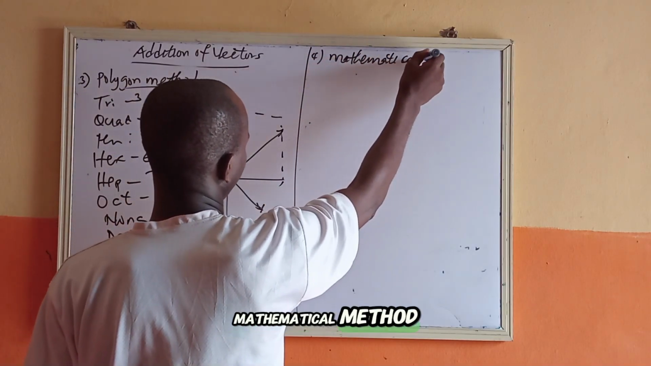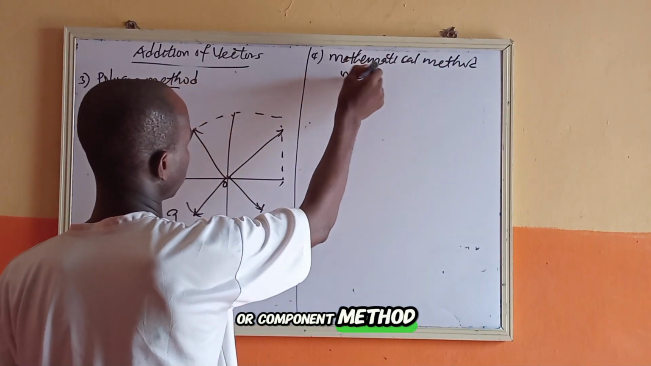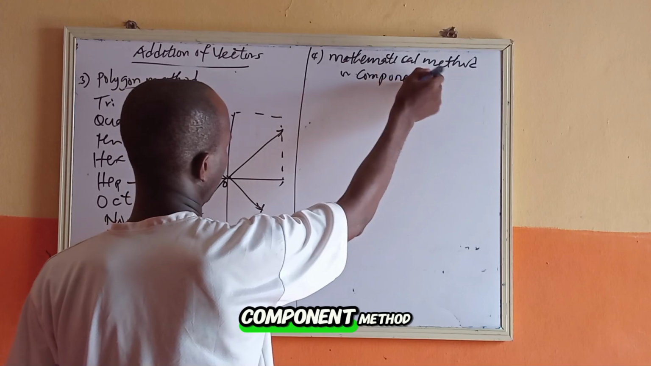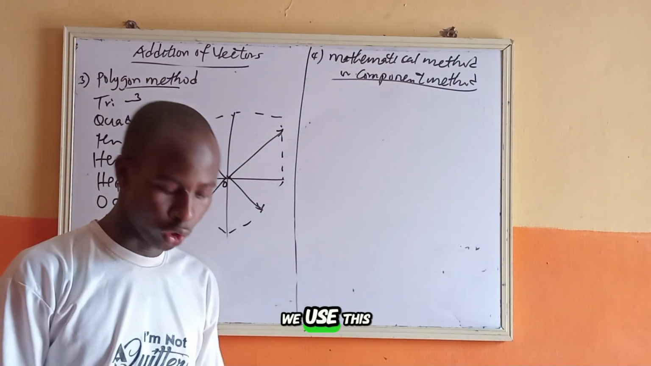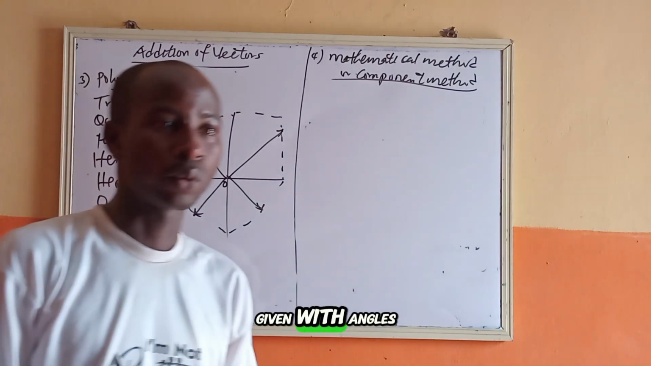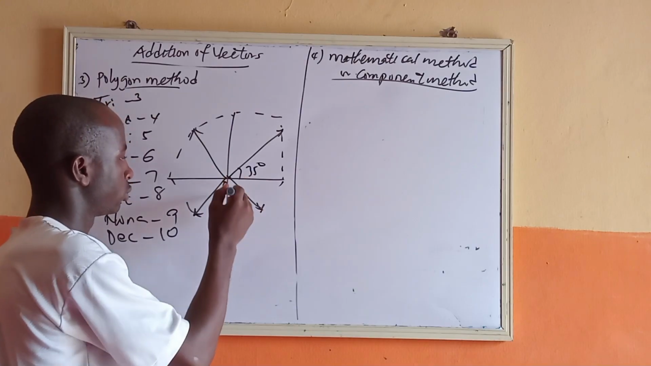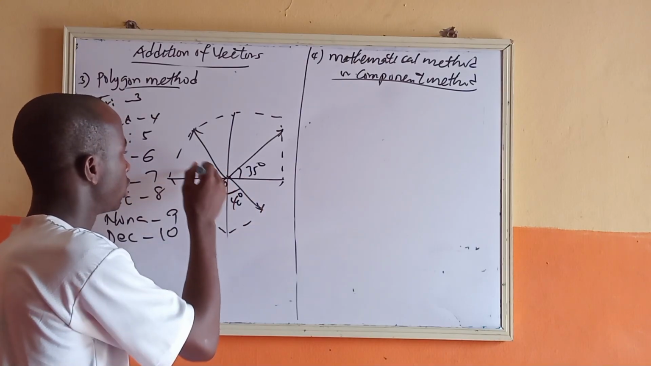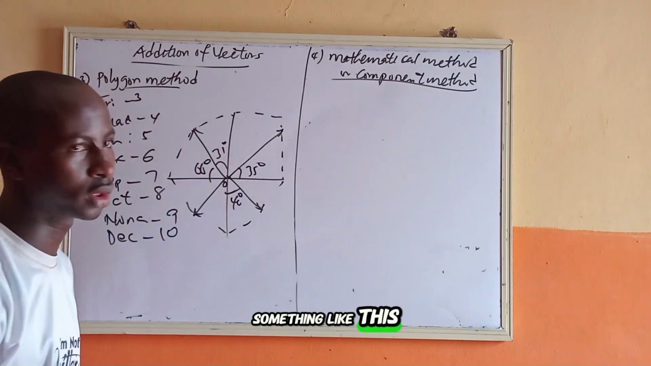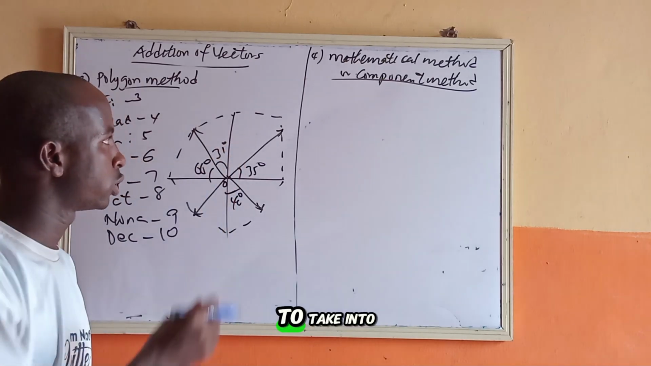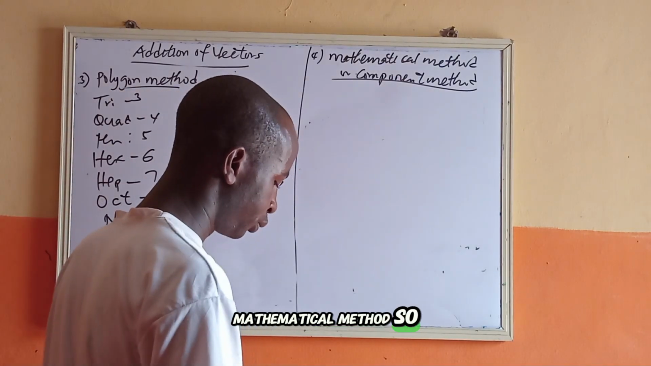Mathematical method or component method. How do we do this? We use this when vectors are given with angles. So when you have angles, 35 degree, 40 degree, 66 degree, 31 degree, something like this, you are going to take into consideration mathematical method. So how do we do that?